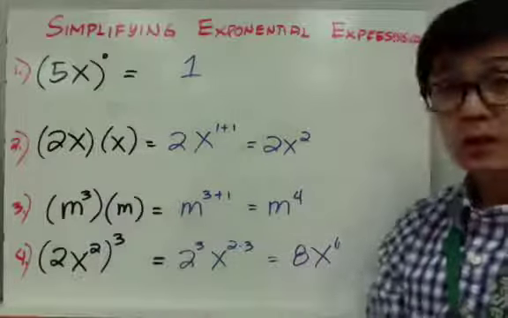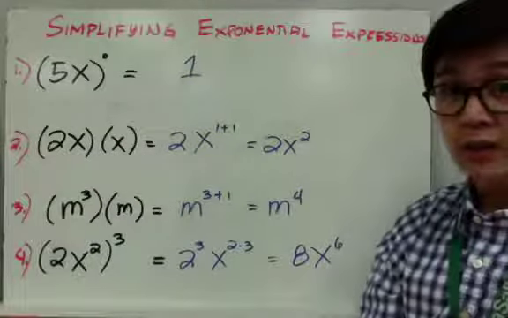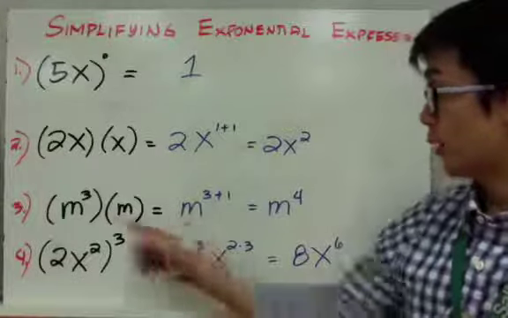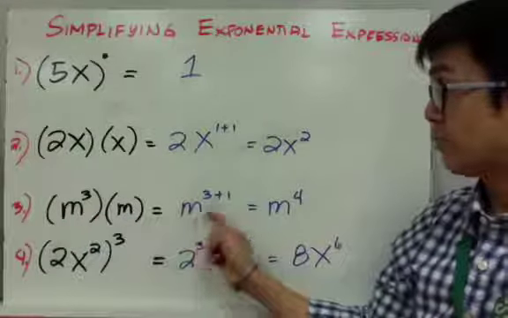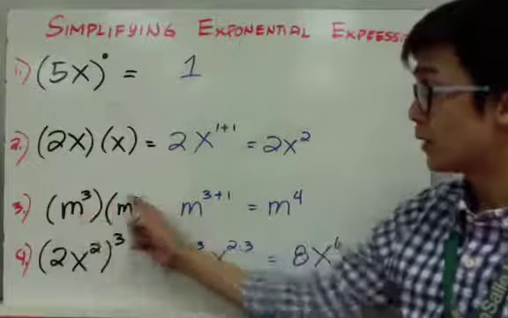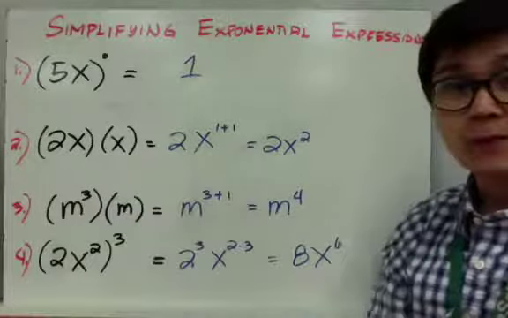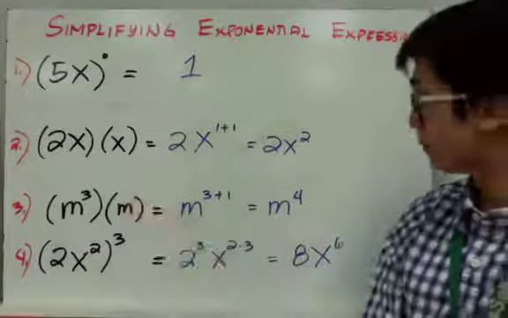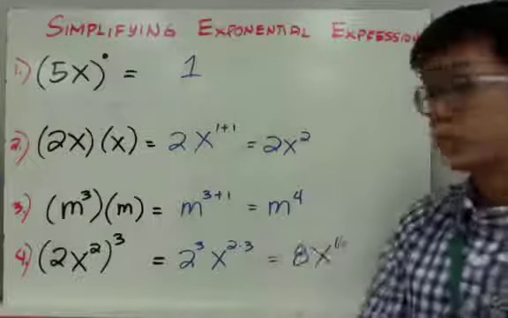So, always remember, any variable without an exponent has an exponent of 1. So, m cubed times m is simply m raised to 3 plus 1. Once again, wag niyong sanayin yung sarili niyo na magkamali dito sa exponent na 1. So, m raised to 4 yung sagot.